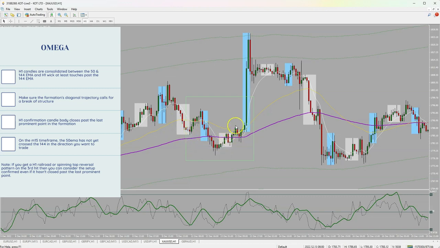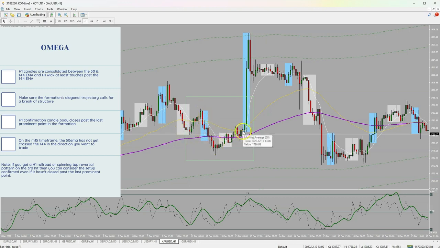This is where our structure broke, on this green candle here. It broke past right here. I would say this would be the last prominent point. This prominent point is lower than the one that came just before it. So our trajectory is correct. Those are our first three rules already met.